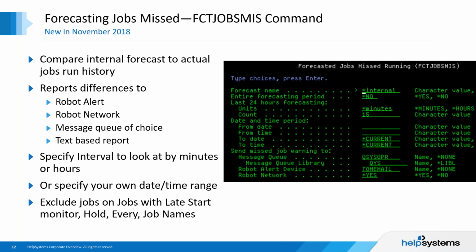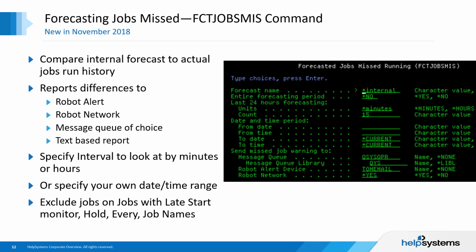And then you can run this as an every job and say every 15 minutes, we'll look back at the previous 15 minutes and look for any kind of surprises in the schedule, and then automate the process of notifying you. You can also do a date range on this, Chuck. And then we also have, I don't have the full capture here, but there are a few more parameters where you can exclude jobs that already have the late start monitoring on it, or jobs that are on hold, or job names.